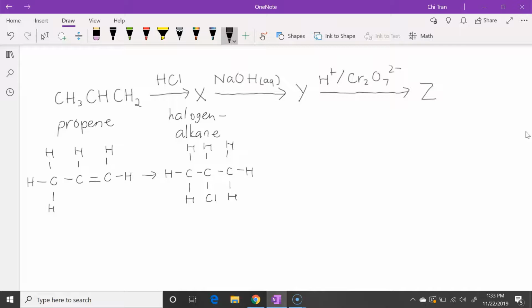So from X to Y, we know that with NaOH, the OH will replace the chlorine and result in an alcohol. Also, the chlorine is bonded to the second carbon, therefore the alcohol will be a secondary alcohol as well. And so let's draw out the diagram of that.